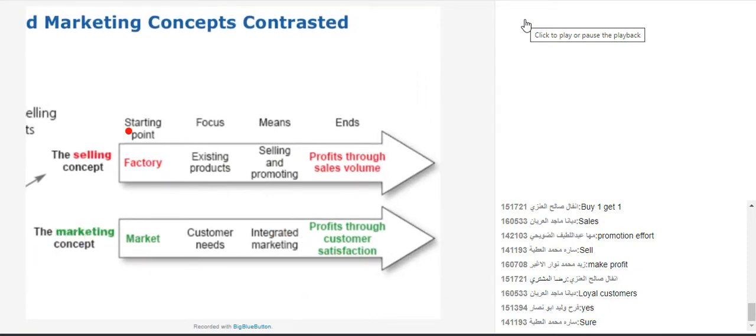The marketing concept starts from the customers. They focus on the market. They go to the market and ask the customer, what do you want? What do you need? I want to offer you what you need and provide it to you by integrated marketing, by providing a product at a good price and delivering and promoting it. And at the end, I will have profit. I will have profit through customer satisfaction.